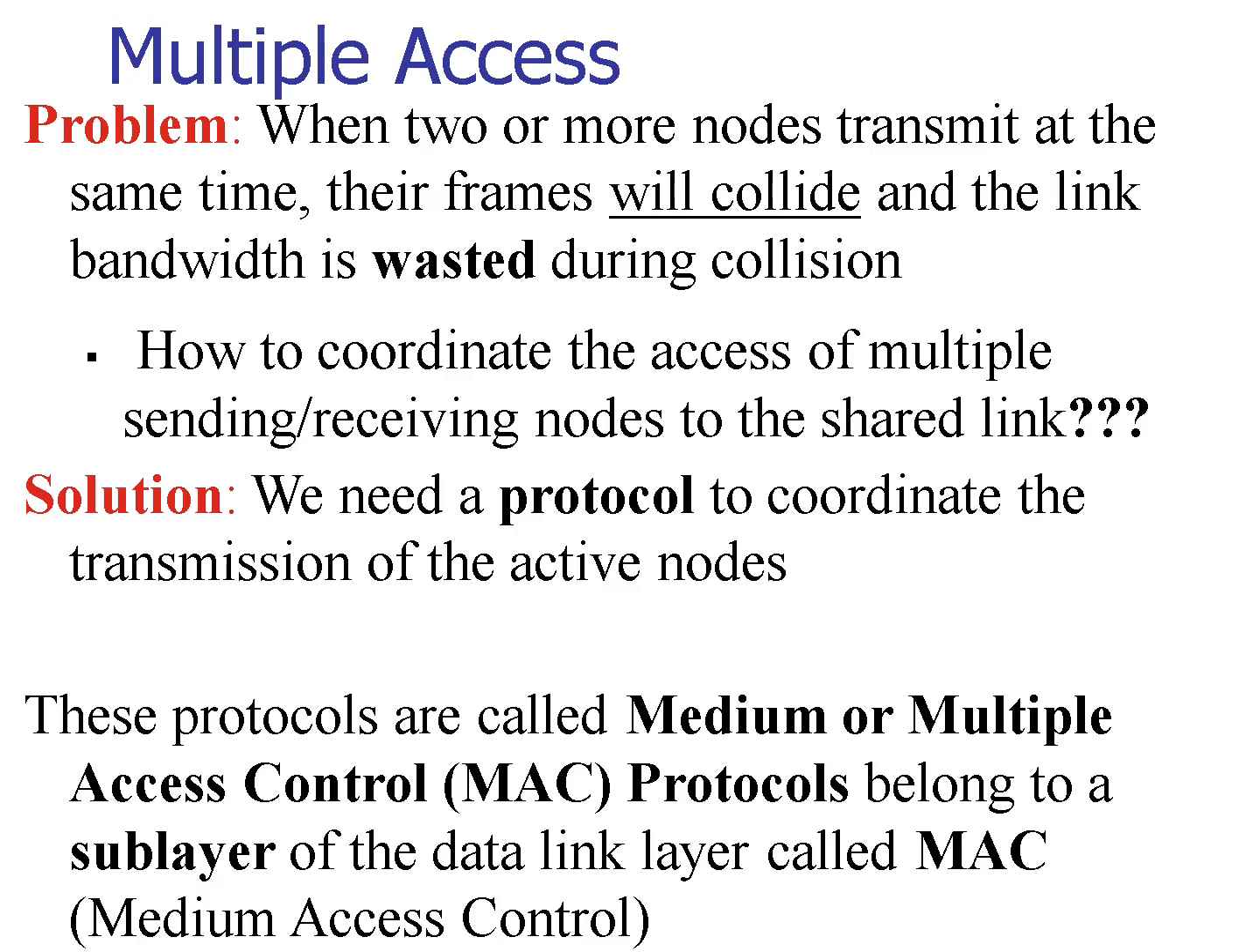And what is the problem of multiple access? When two or more nodes transmit at the same time, their frames will collide and the link bandwidth is wasted due to collision. And the solution for this problem is to coordinate the transmission between nodes. And these protocols for controlling the transmission or coordinating the transmission of the nodes are known as multiple access protocols, and this is the main activity of the MAC layer of the data link layer.